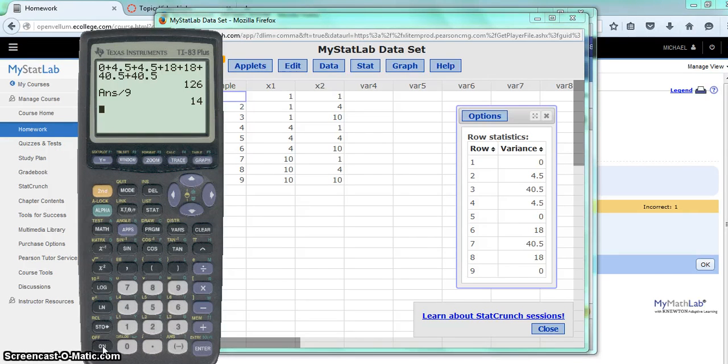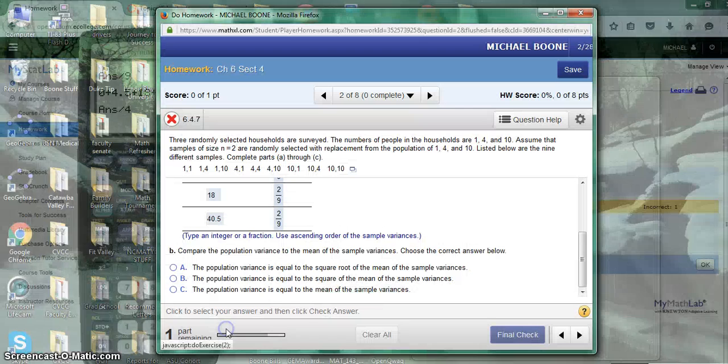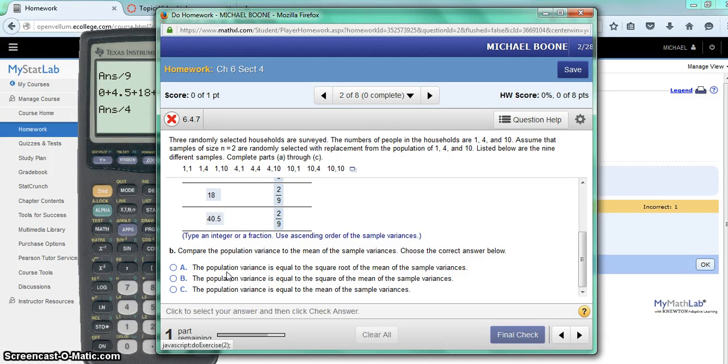And we get 15.75. Let's just look at our values. 0, 4.5, 18, and 40.5. And divide that by the 4 different groups. So that's where we get the 15.75. So if we just take the mean of the different possible outcomes, which was the 0, the 4.5, the 18 and then the 40.5, we get that same 15.75. So that's what we'll need to do. Just add up the 4 possible things and divide it by 4. And we should get the answer that the population variance is equal to the mean of the sample variances.